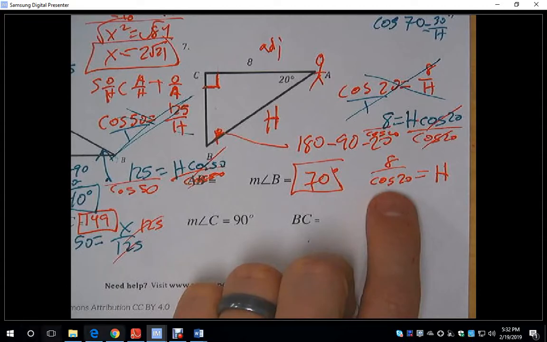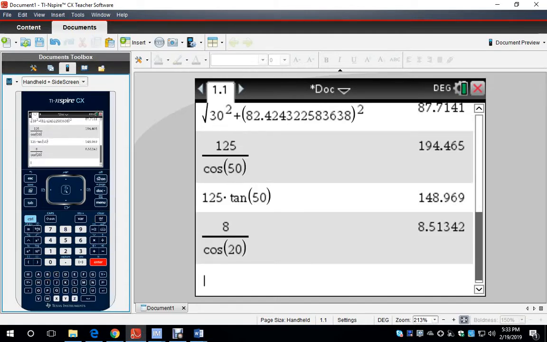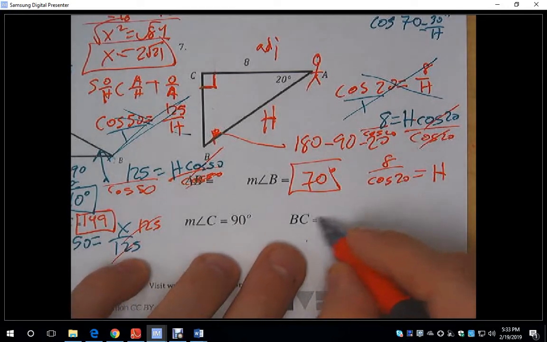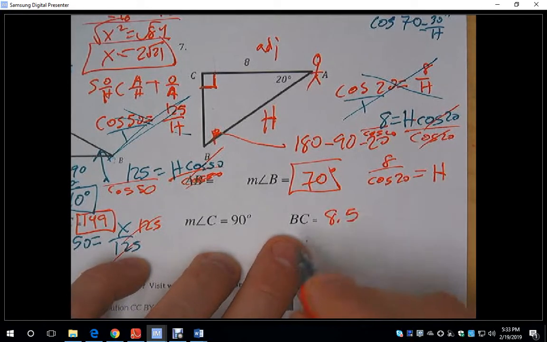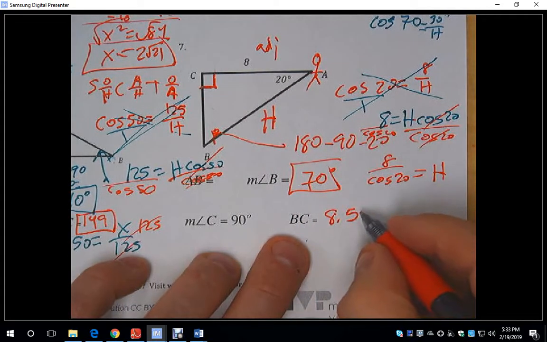I'm going to throw that into my calculator: 8 divided by cosine of 20. That gives me 8.5. So this missing side here is 8.5. It's the longest side. It should be more than what's given to me here, 8, so I think we're good here.